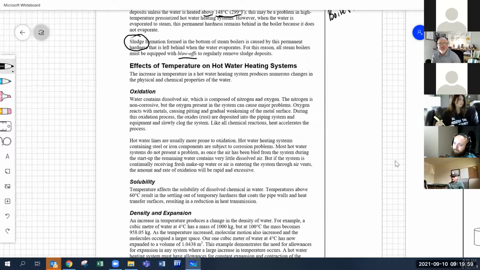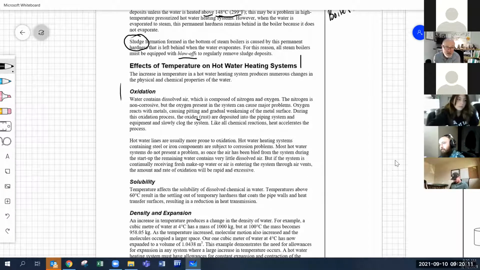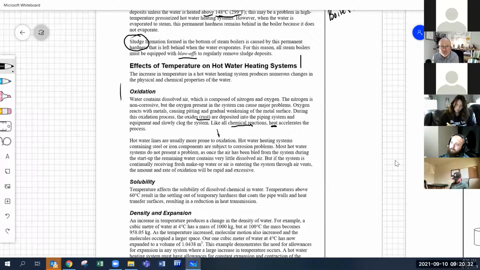Okay, so effects of temperature on hot water heating systems. They talk about oxidation in your water process. Well, look, oxides produce rust. And like all chemical reactions, heat, so hot water, accelerates that process. So that causes issues as well. Hot water lines are usually more prone to oxidation. And hot water heating systems containing steel or iron components are subject to corrosion. It just makes sense.